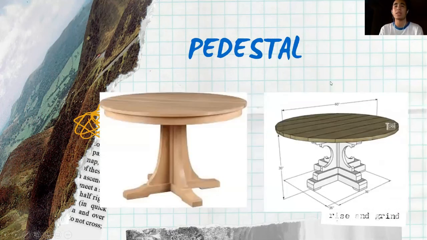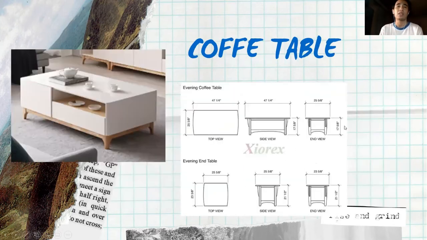A pedestal. Everyone has one, mostly. You can just sit and put your wand, your coffee, sample tea, or your drink. Put it there on the pedestal. These are the basic sizes, as you can see. So let's move on.